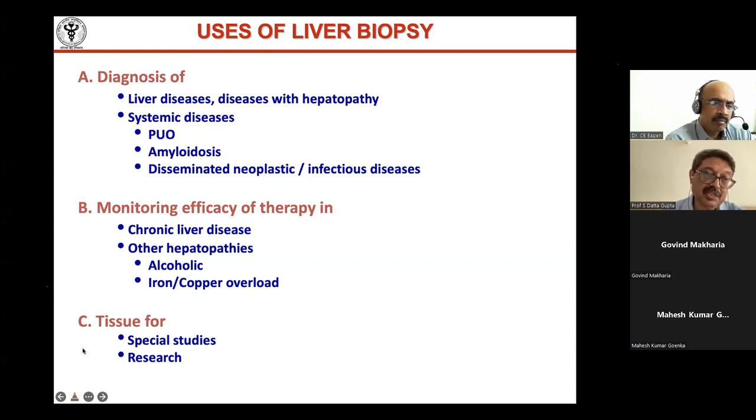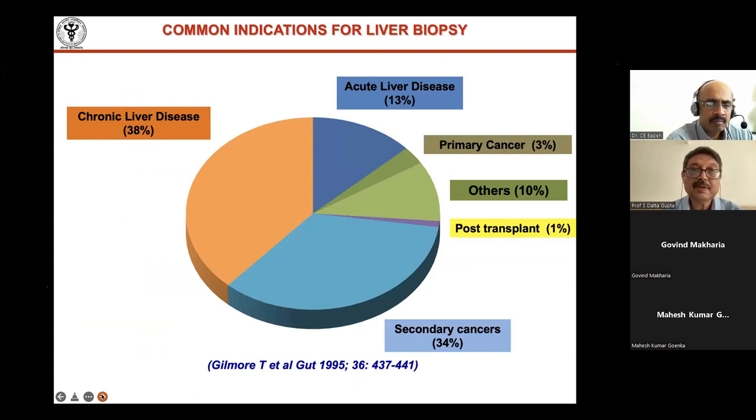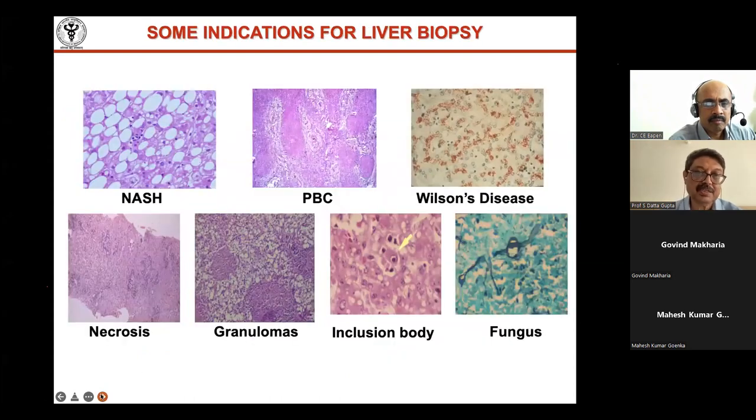And of course, you require tissue for special studies and research. And of course, you do research only when it's ethically approved. The majority of the biopsies are done nowadays for cancers, malignancies, and some chronic liver diseases. Very few indications remain for acute liver disease. For some of the metabolic liver diseases, you still have to do it, and in certain specific post-transplant settings.